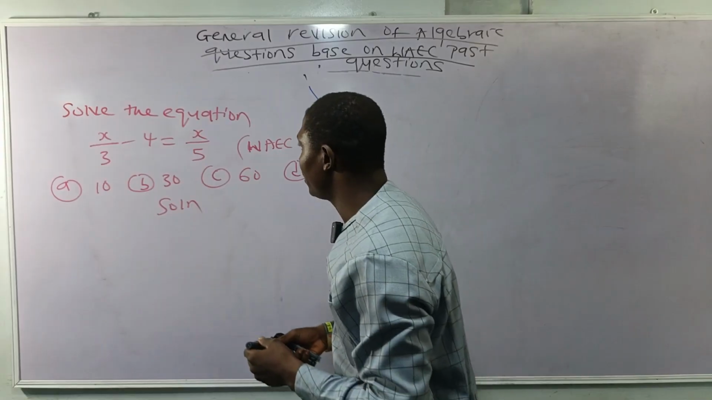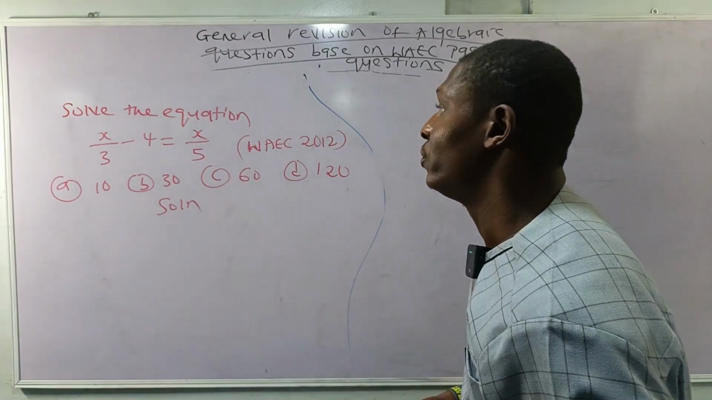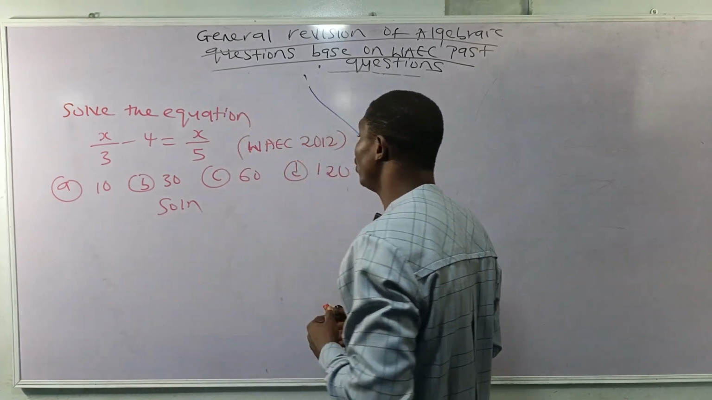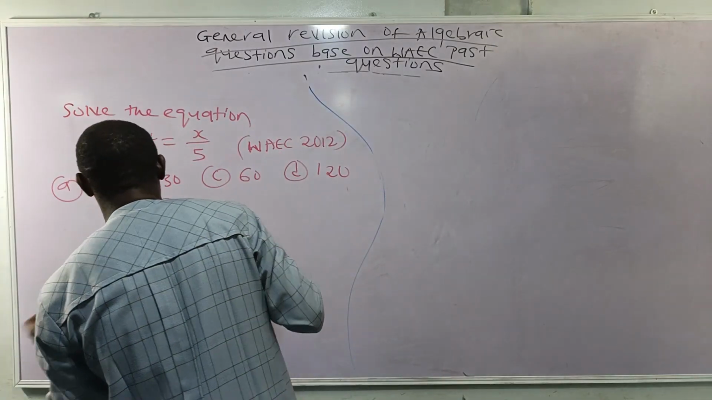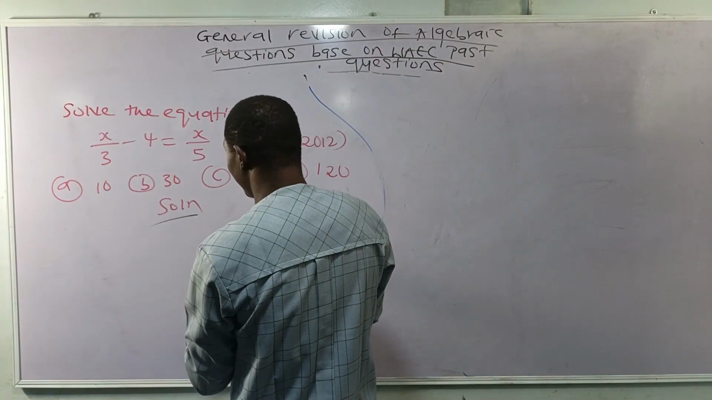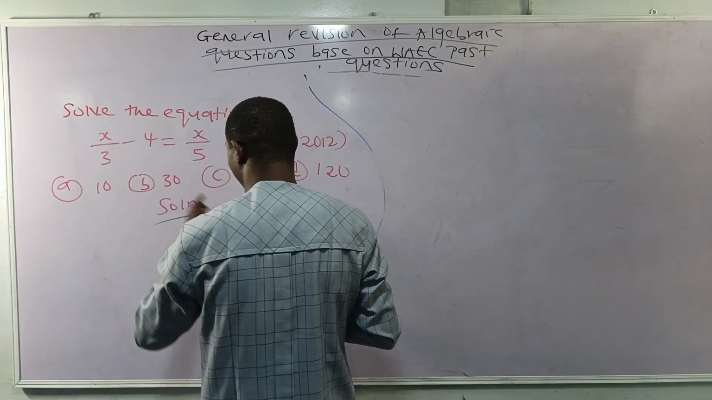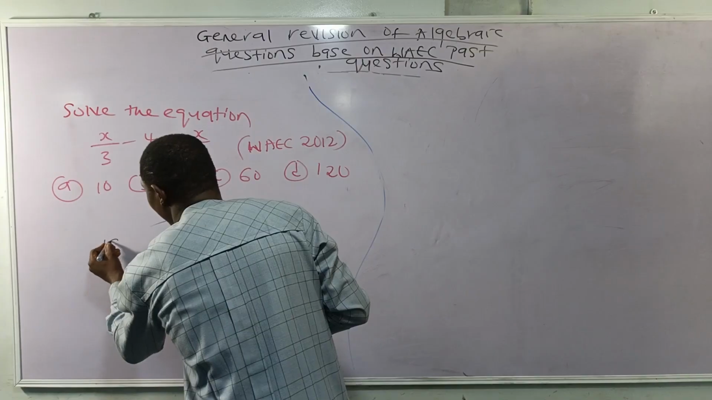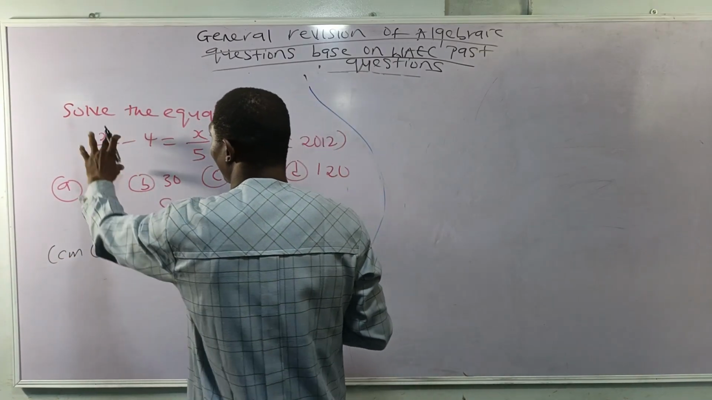Bonus for those who have been following our classes. We have x over 3 minus 4 equal to x over 5. We have to solve the equation. Remember, to solve an equation simply means to make the unknown variable the subject of the formula. This is WASSCE 2012. How do we do this? Our LCM of 3 and 5, which are the denominators, the denominator of 4 is 1. So the LCM of 3 and 5 is 15.